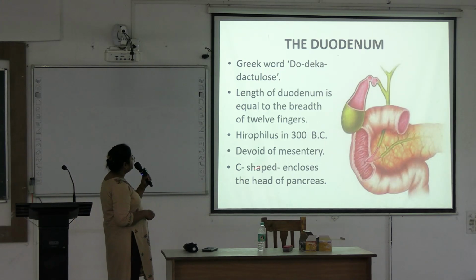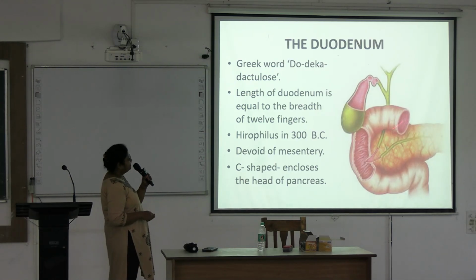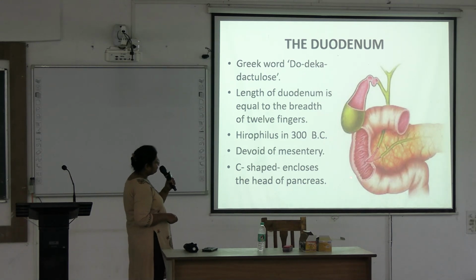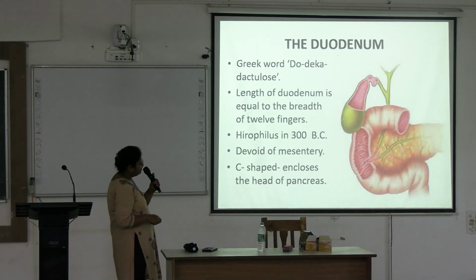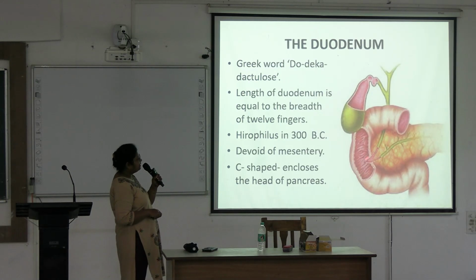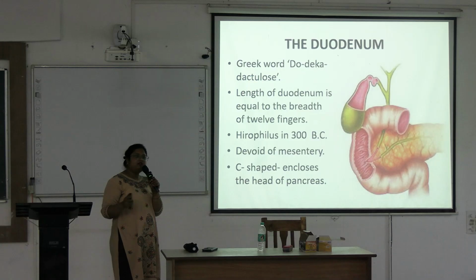It is a C-shaped curve that encloses the head of the pancreas. See, this is the duodenum enclosing the head of the pancreas. So here is the first part, second part, third part, fourth part. And from here the jejunum is starting. In the second part of the duodenum, you can see the common bile duct and pancreatic duct opening in the major duodenal papilla through the ampulla of Vater.